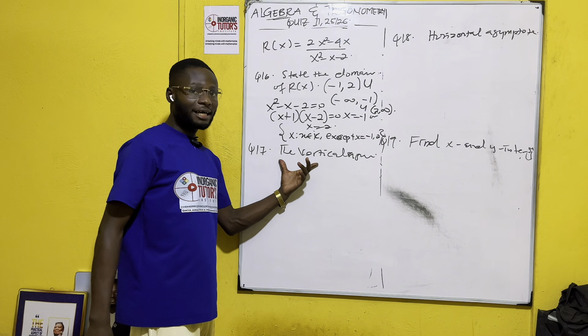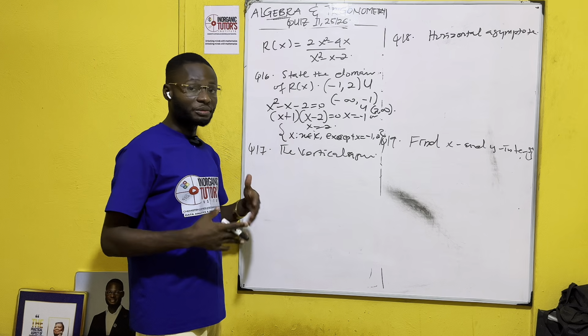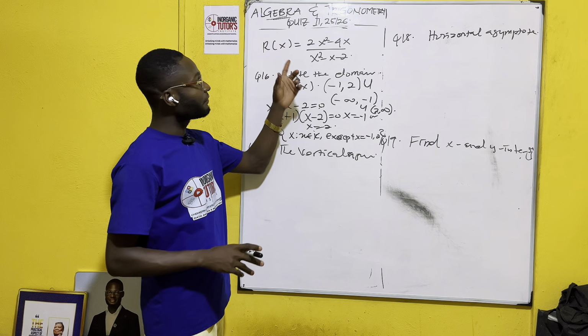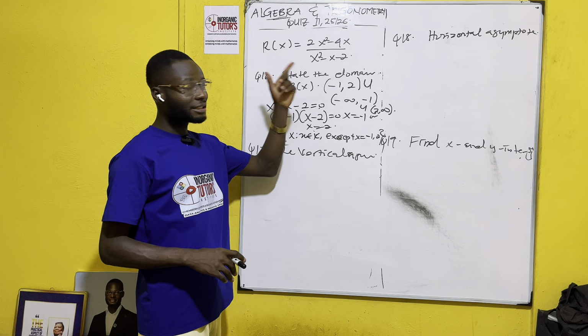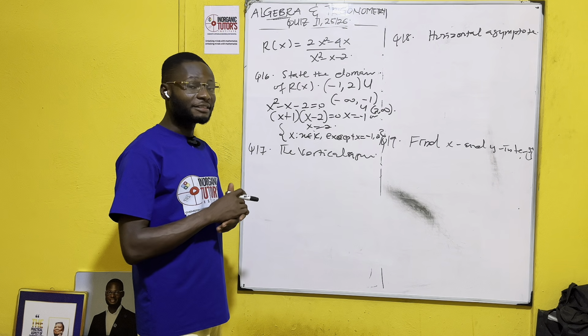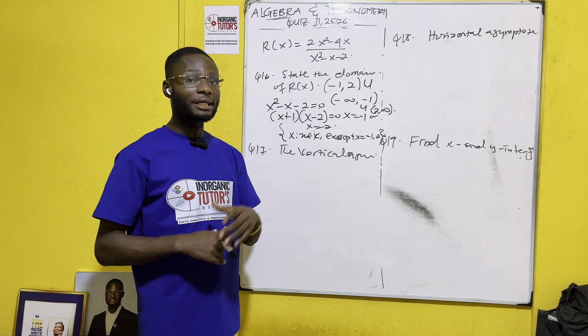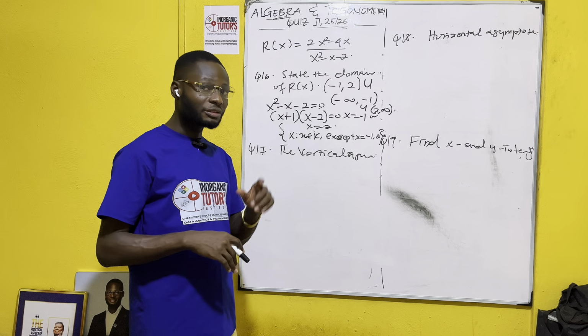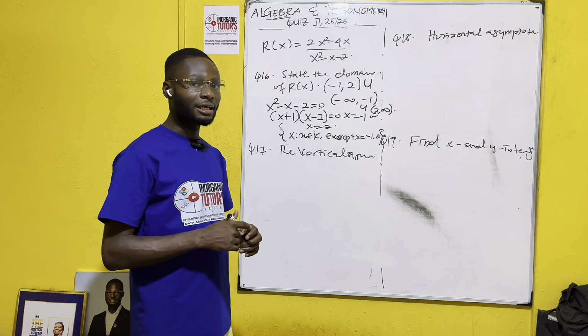Now, the vertical asymptote here, this is where you have to be very strategic, because the function given, you can easily factorize the numerator and factorize the denominator. And then you have some cancellation. That cancellation becomes a hole, not a vertical asymptote.